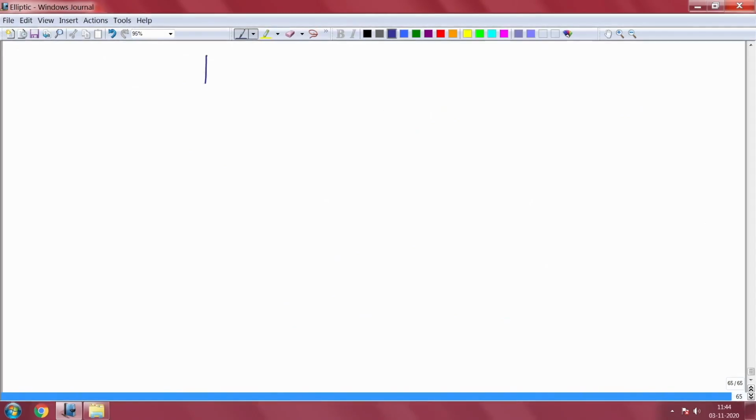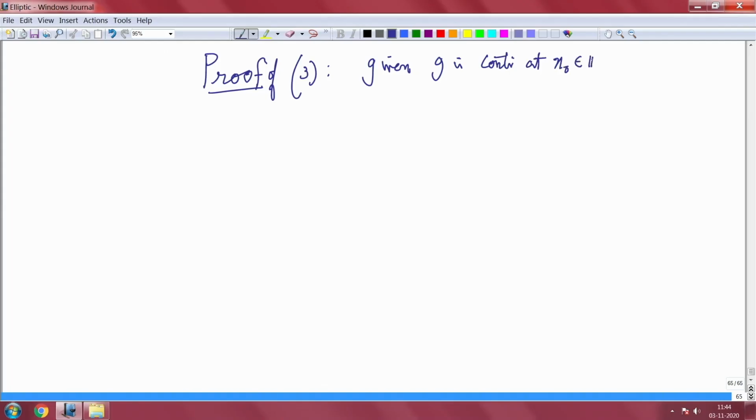So, proof of 3. So, g is bounded continuous, given that g is continuous at any point x naught, fix x naught in the boundary of Rn plus. So, you have the half plane. So, this is your x naught. You can view x naught as x naught 0 or x naught, whichever way you like it. Okay, that is the boundary.